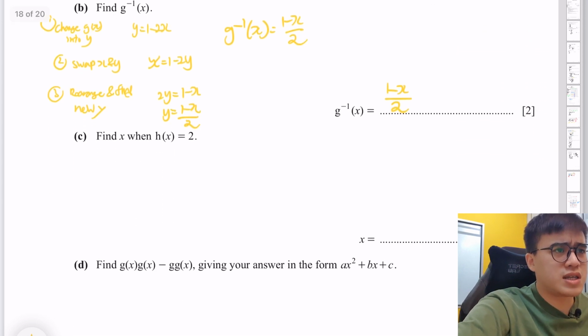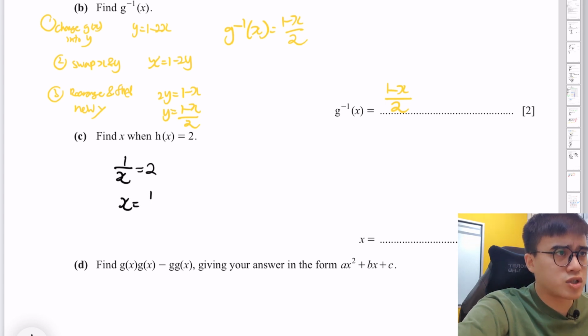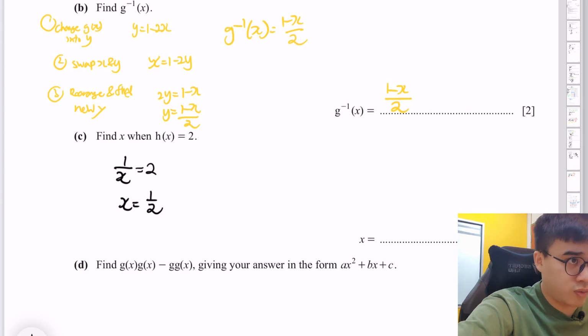As for question C, pretty straightforward. All you need to do is to put 1 over x equals 2. So your x will be 1 over 2.